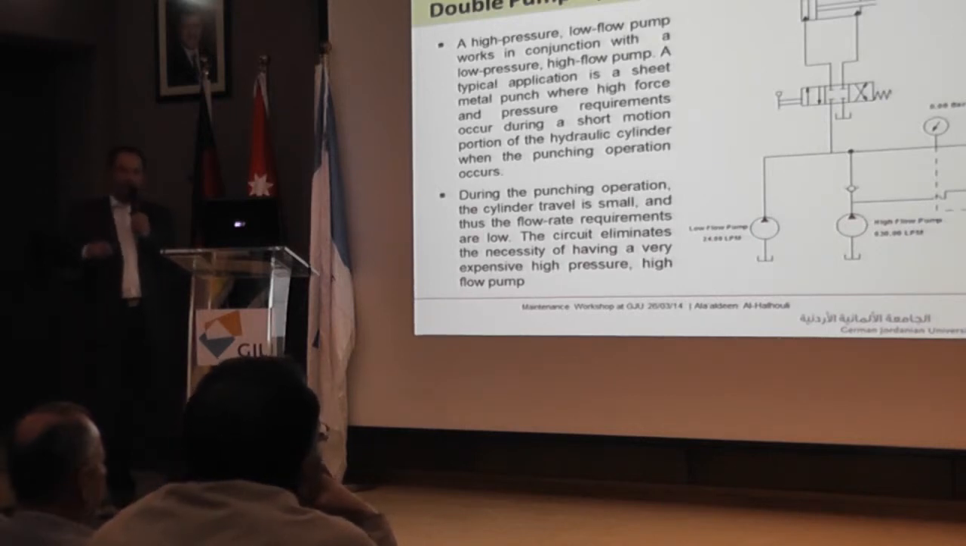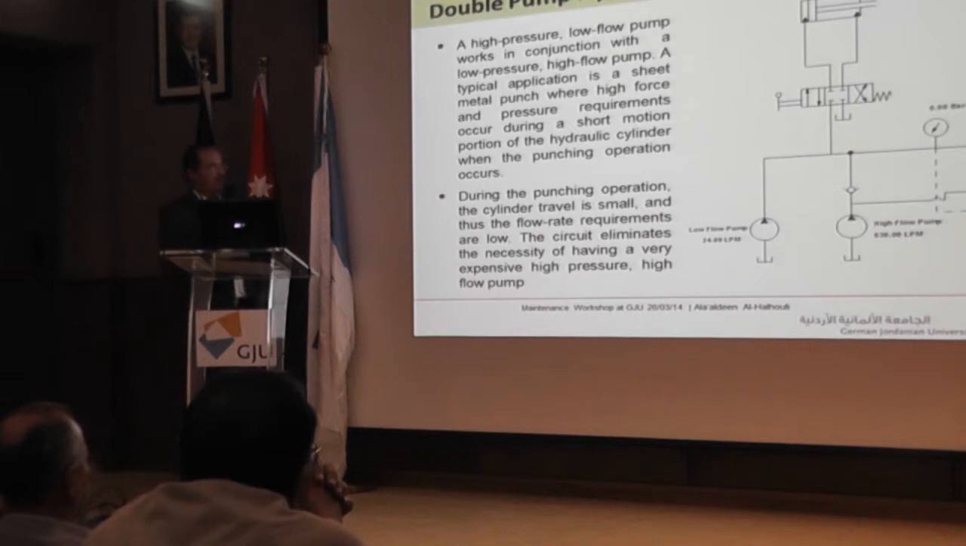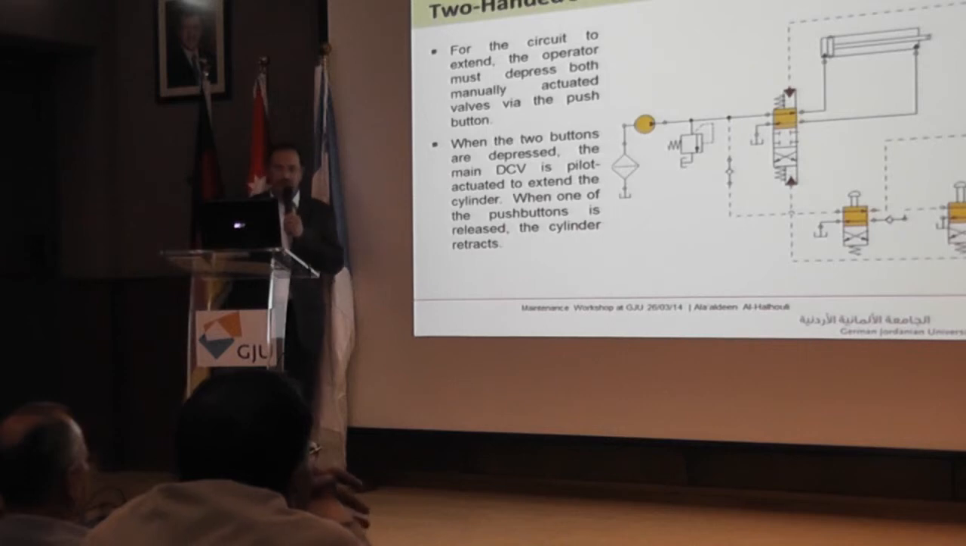If you are going to do punching, first the piston will move a certain displacement without the requirement for any load. When you are near to doing the punching, you need a huge force. So you can operate your system in two states. First, to be fast until getting close to the surface, and then very slow but with a high pressure. In this case, you have what's called a double pump hydraulic system. You have here a low flow pump and a high flow pump, and you can connect the hydraulic circuit to allow this function. The second is what's called a two-handed safety system.